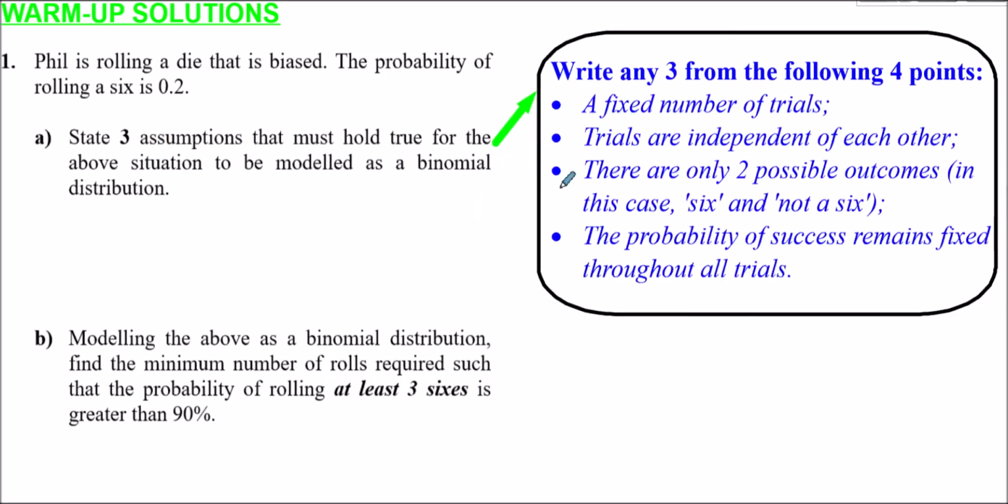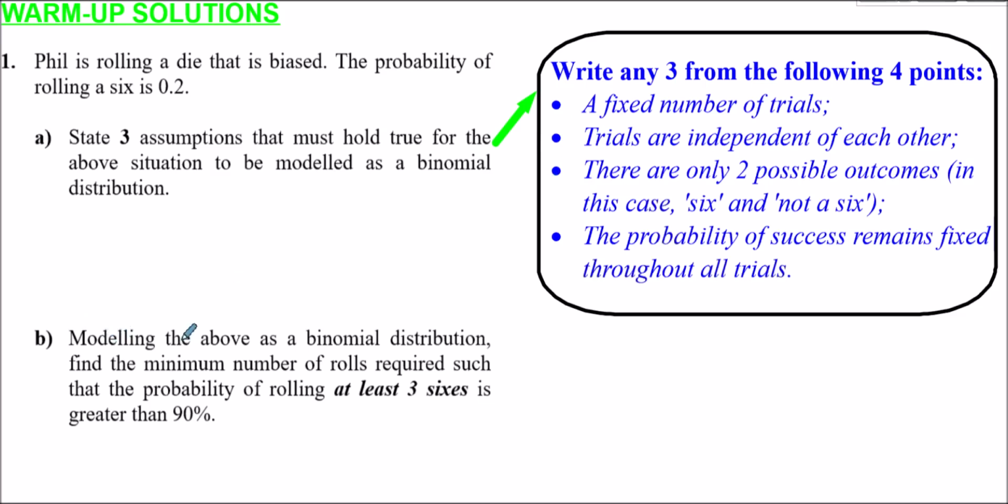So you could say you need a fixed number of trials. The trials need to be independent of each other. There's only 2 possible outcomes, so in this case you can think of it as either being a 6 or not a 6. And also, finally, the probability of success has to remain fixed throughout all trials. So the chance of rolling a 6 being 0.2, that's got to be the same for all rolls of the dice. So just pick any 3 from these 4 bullet points and you're good.